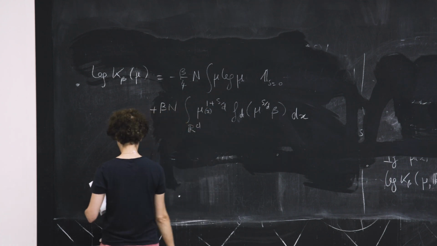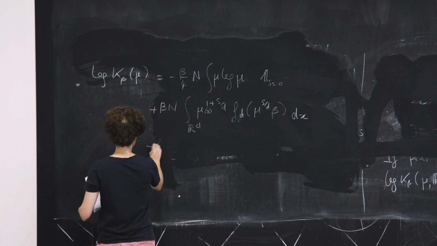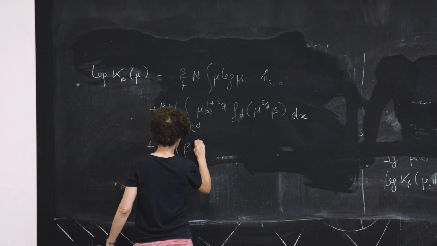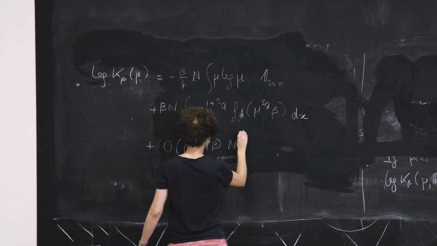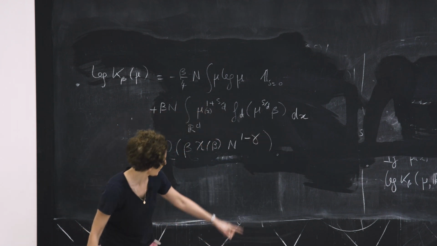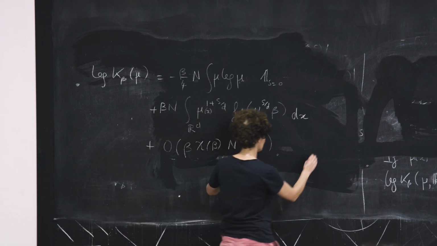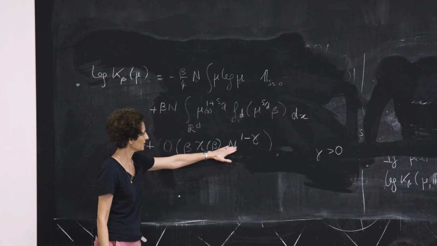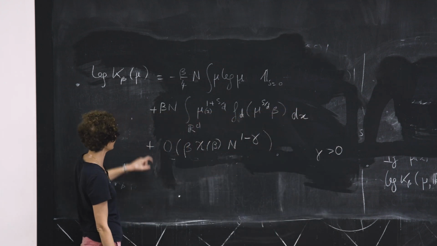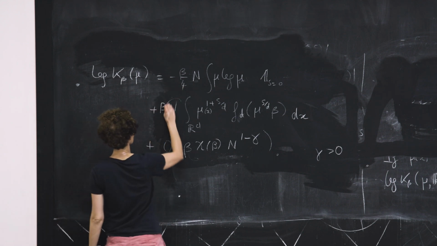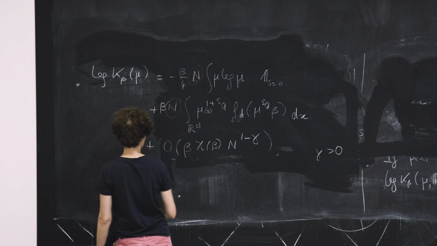Plus an error, which I will leave ambiguous, but it's a power of n strictly less than 1. So there is some positive gamma such that you have a rate, it's a bit like less than n. So you see all the terms of order n. Here this is order n, this is order n.